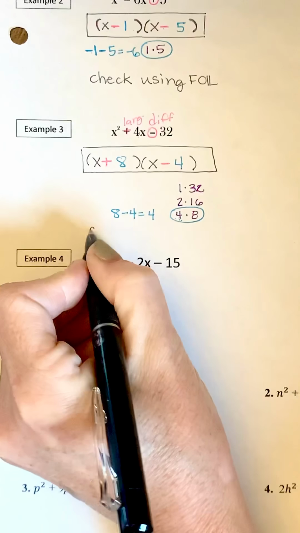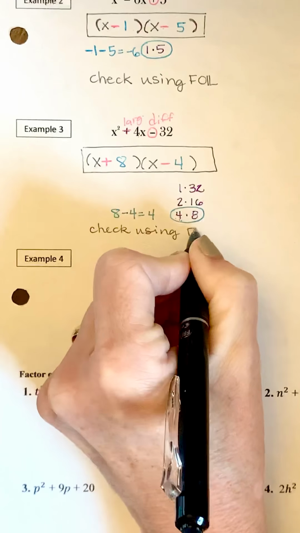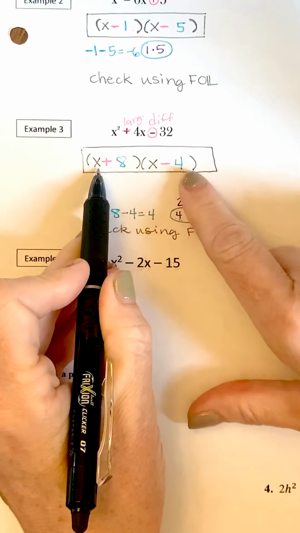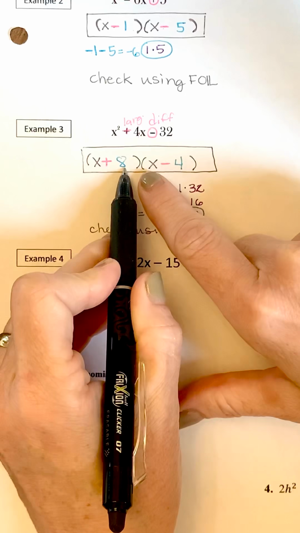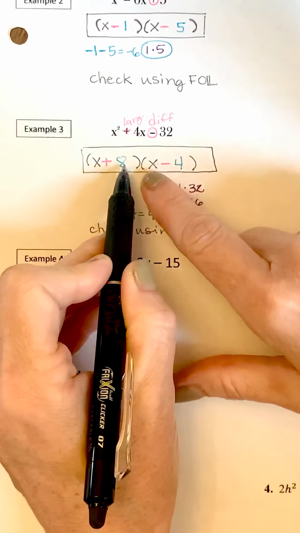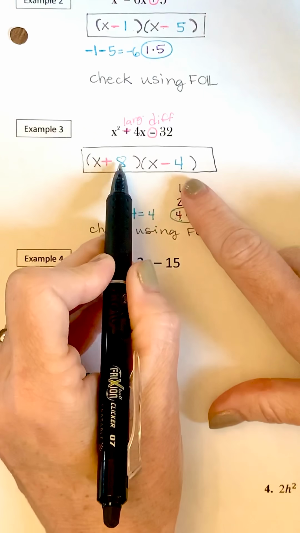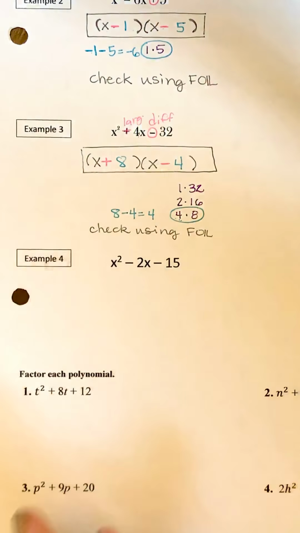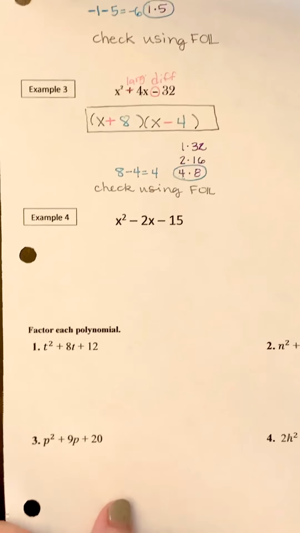Now don't forget, you want to check your answer using FOIL. So first term's x squared, outer term negative 4x, inner term is a positive 8x, and the outer and inner will combine to give you that middle term. So negative 4x plus 8x is a positive 4x. And then last term's a positive 8 times a negative 4 is a negative 32, so that's correct. Okay, the last example.